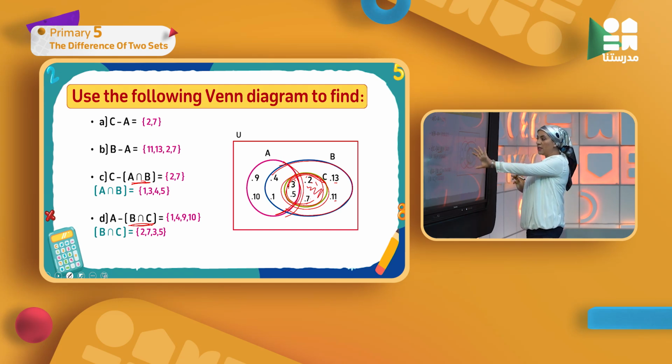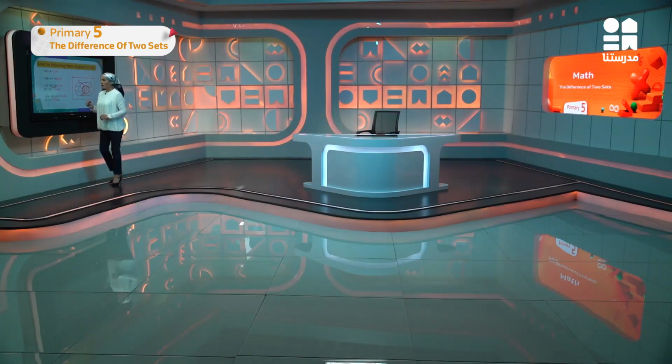يعني كل الاليمنتس اللي في set A ما عدا الموجودين في الانترسكشن between B and C. Okay, now let's move to another example.